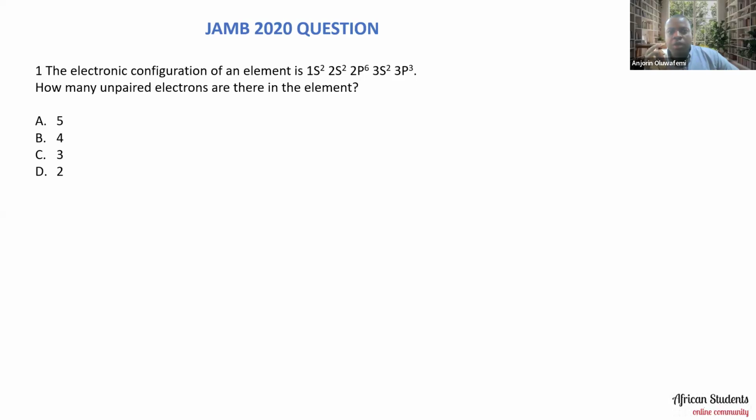The electronic configuration of an element is 1s2, 2s2, 2p6, 3s2, and 3p3. How many unpaired electrons are there in the element? Is it A, 5? Is it B, 4? Is it C, 3, or D, 2? Looking at the options carefully, we can say conveniently that the right answer is option C, which is 3.